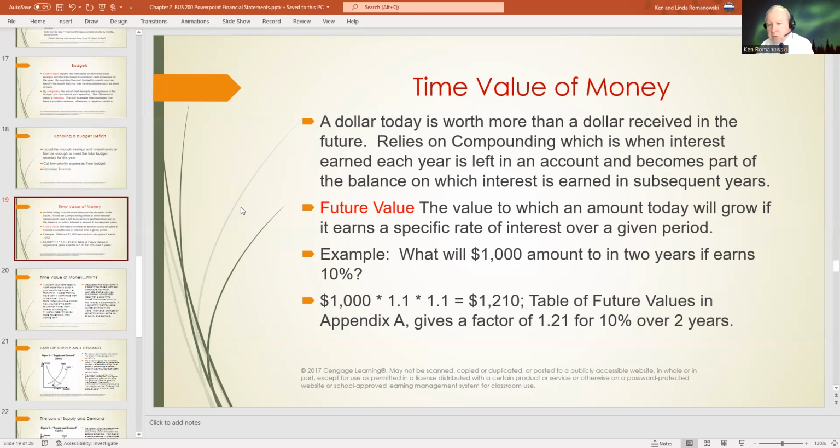So you can look at future value tables in your book. Appendix A is a way of doing the calculation. You can see that it gives you a factor of 1.21 for 10% over 2 years. You multiply that 1.21 by the amount that you're calculating for, which is $1,000. And sure enough, it gives you $1,210. We'll talk more about time value of money as we move forward.